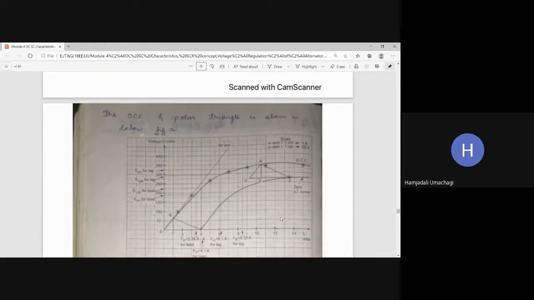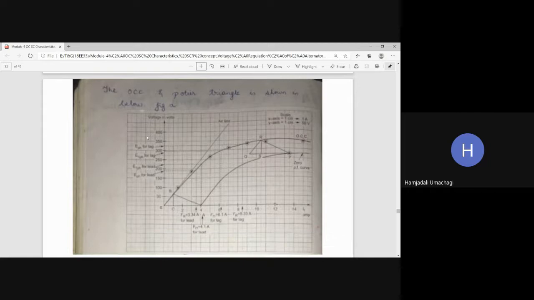Now you need to plot the graph here. The OCC and Portier triangle is shown in the figure below, figure A. So here now you need to draw the open circuit characteristics and zero power factor characteristics. Using that you will be getting the Portier triangle. Okay, this Portier triangle you will be getting.